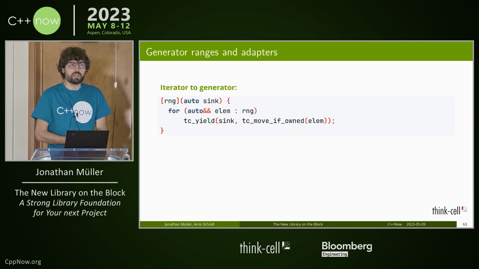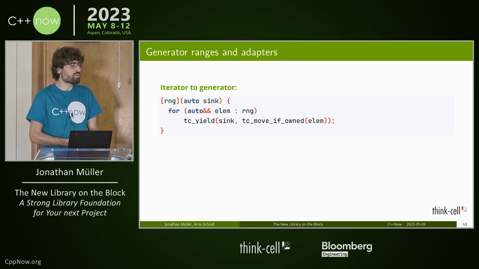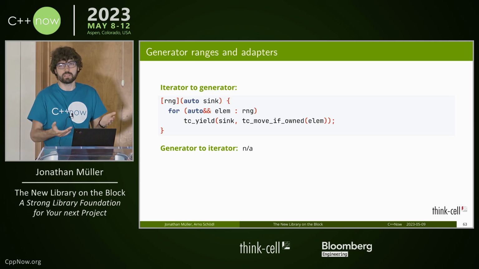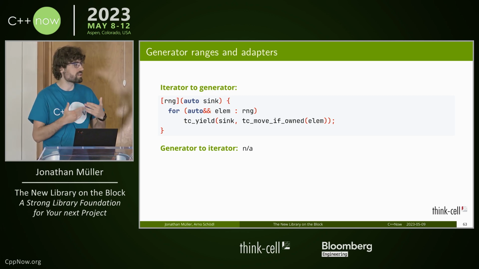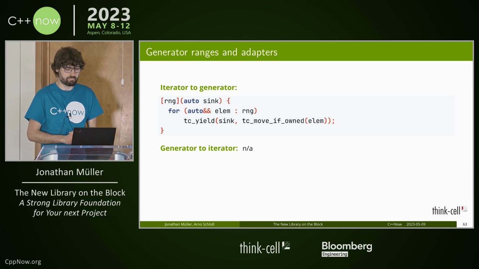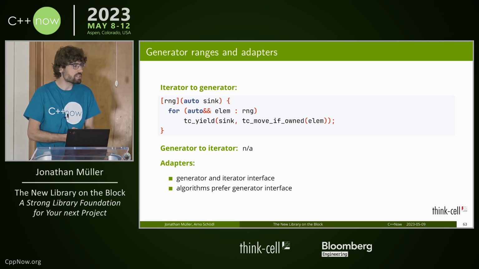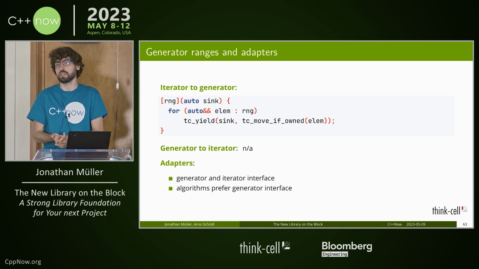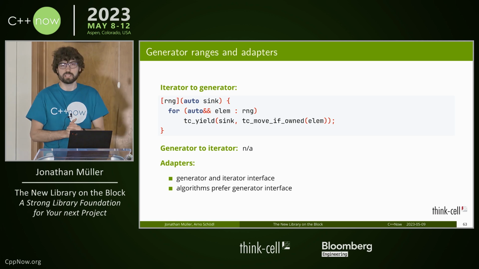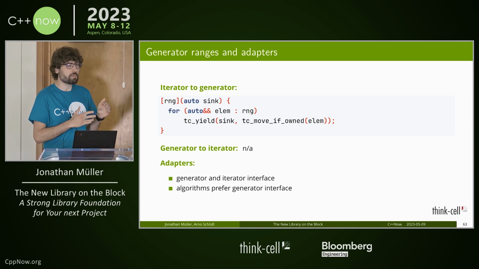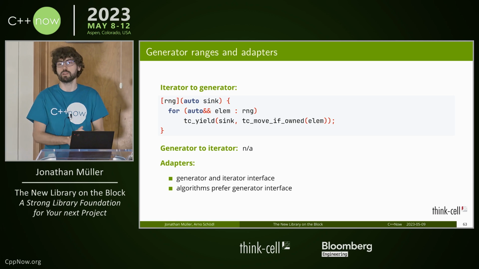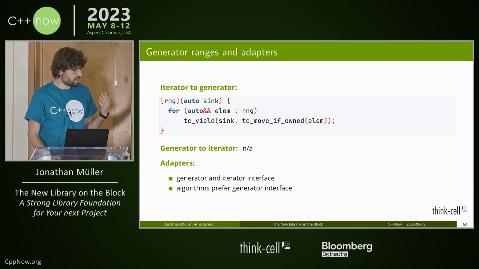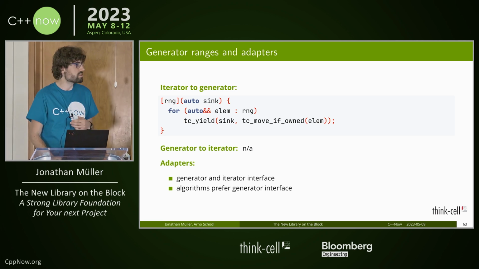It's trivial to convert an iterator range to a generator range. You just write a range-based for loop and yield each individual element. But the inverse isn't possible. This is because without coroutines, we cannot build an iterator interface on top. So when we have a range adapter like filter, they provide both the generator interface and the iterator interface. That way we can have the best of both worlds. And the algorithms, if something has a generator interface, it always prefers to call the generator interface because that's more efficient. And the reason it's more efficient is because generator adapters are absolutely trivial, right?